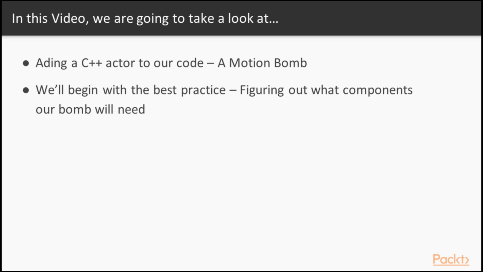So we're going to add the motion bomb actor with the Unreal Editor. And then pretty much the best practice whenever you add a new actor is figure out what components you actually want the actor to have. And so we're only going to have a few components, and we'll discuss those over in the editor.